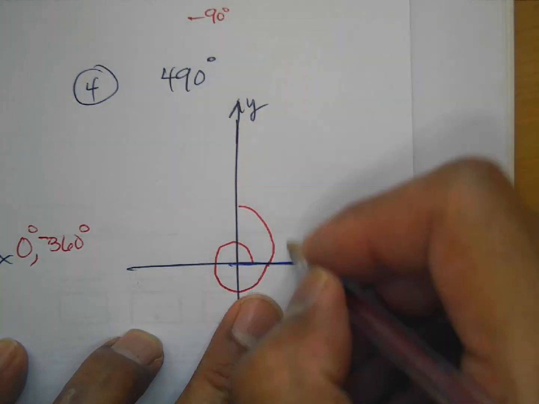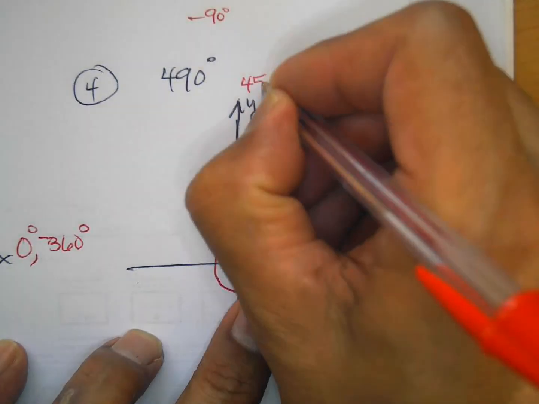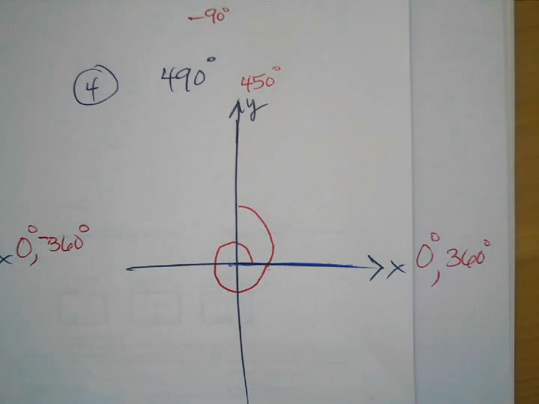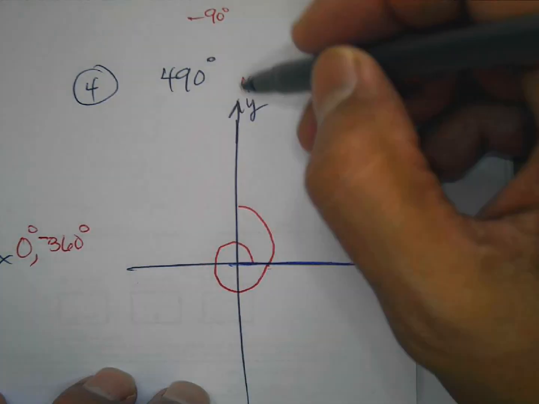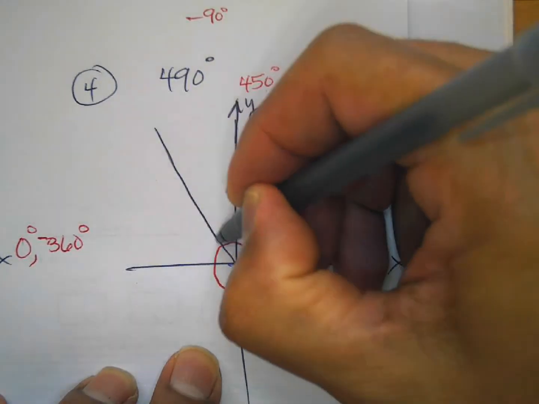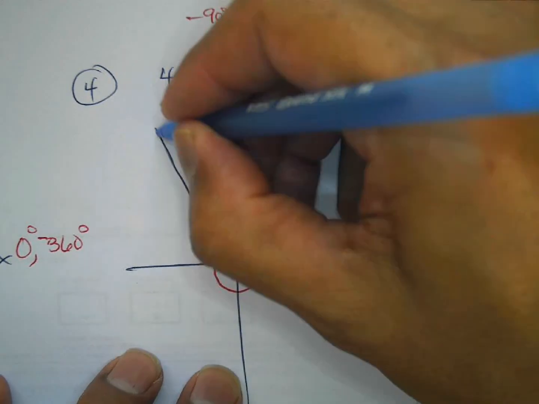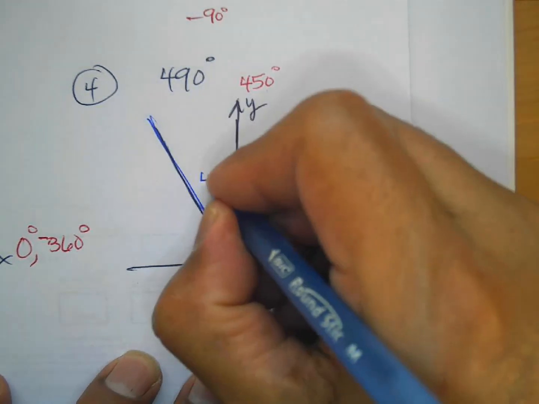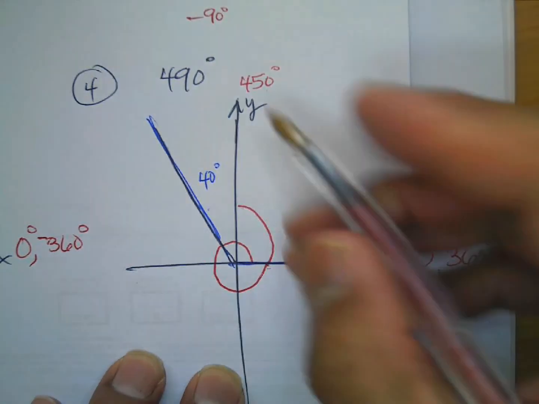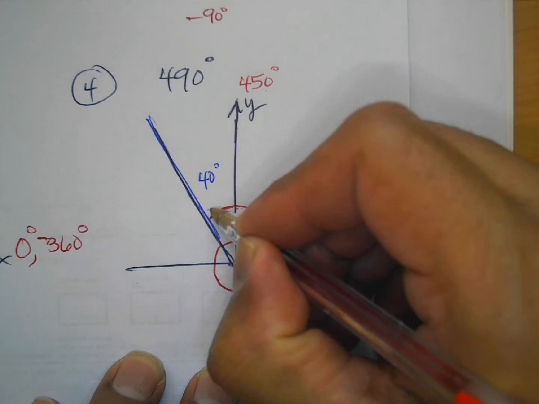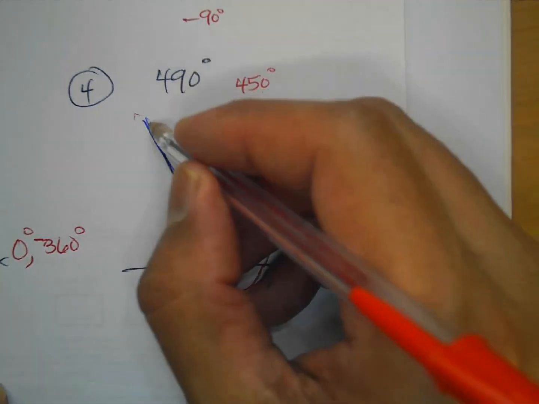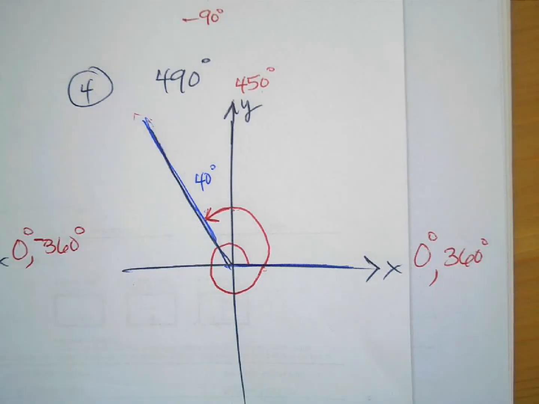360 plus 90 will make this 450, right? And if I'm at 450, I need to keep going. How much more? Well, 40 degrees, right? 450 is up to here plus 40 more. That gives me 490. So this right here represents 490, this terminal side.